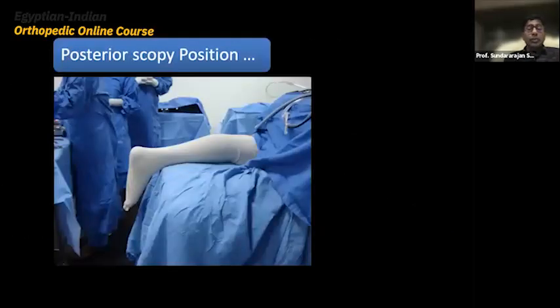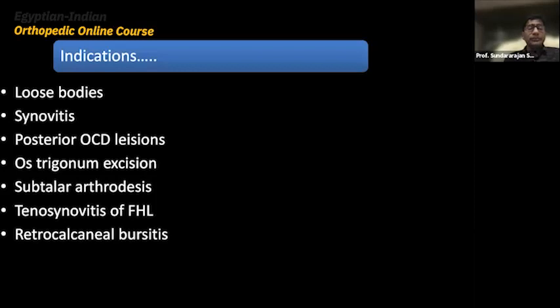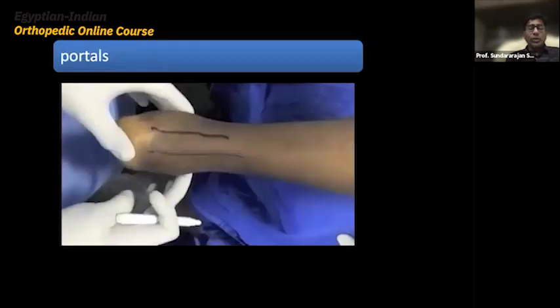When you do a posterior scopy, this is how you position the patient, the same as the supine position. If you want to do only posterior scopy, you need at least 20 centimeters to do the movements. You do the posterolateral portal, which is a vertical stab incision corresponding to your first web space. The direction should be the direction of the first web space. Indications: you can do loose bodies, synovitis, a posterior OCD of the talus, an arthroscopic assisted subtalar arthrodesis, tenosynovitis of FHL in ballet dancers, or, as I already showed, retrocalcaneal bursitis.